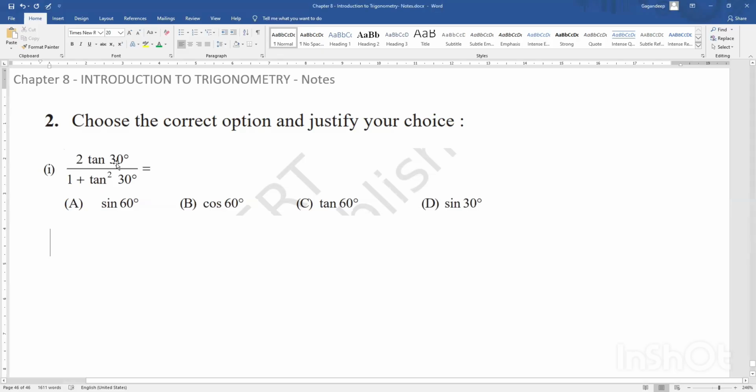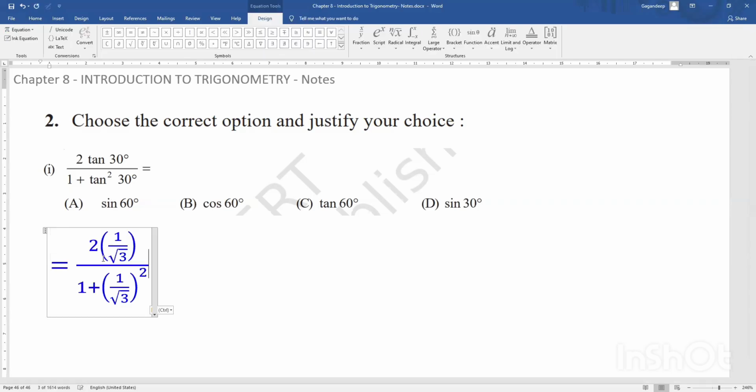So just wherever tan 30 is, substitute with 1 by root 3. Now here 2 into tan 30 is 1 by root 3. And again here 1 plus tan square 30 means it is 1 by root 3 the whole square. So first I write equal sign. Write like this: 2 into 1 by root 3 by 1 plus 1 by root 3 the whole square. Okay, it's equal to. Now numerator, you can write it as 2 by root 3.